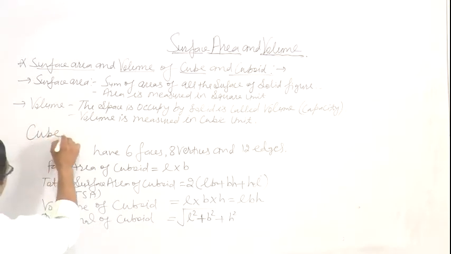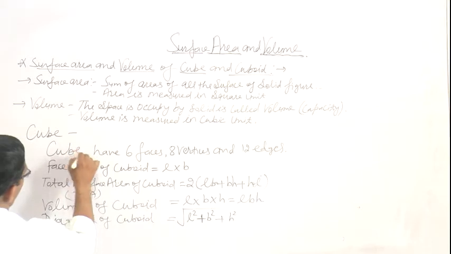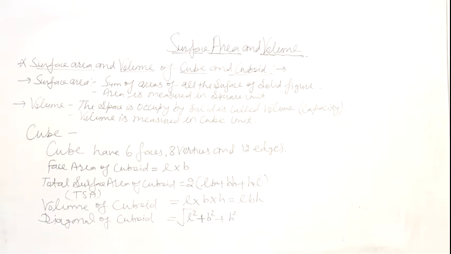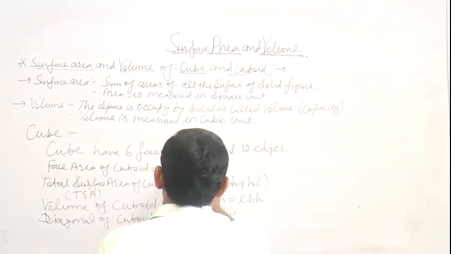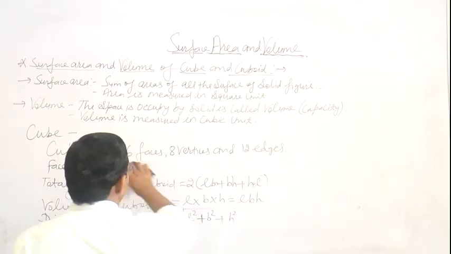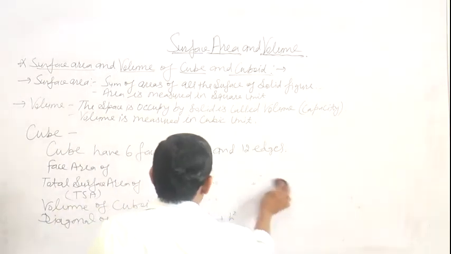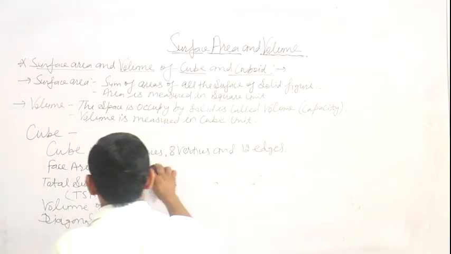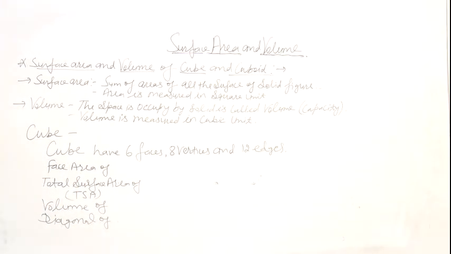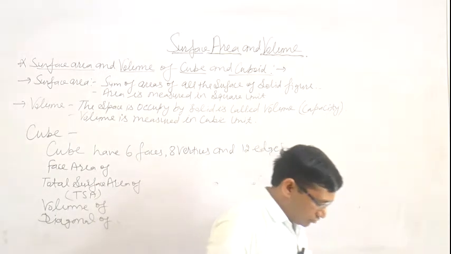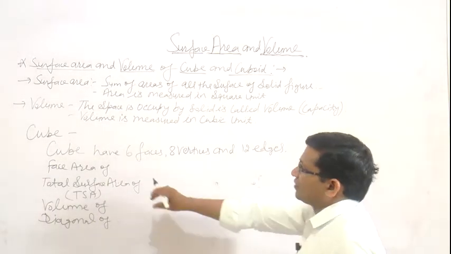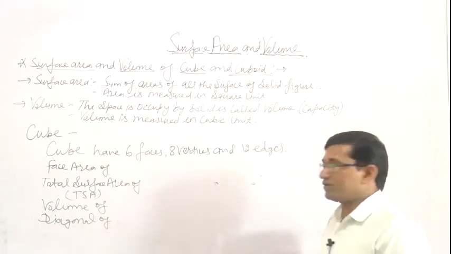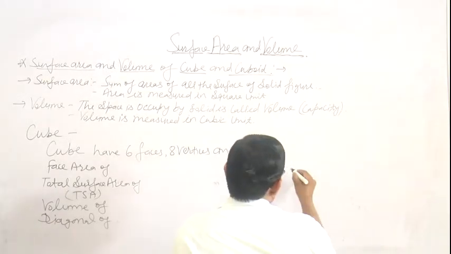Now next, cube. Second is cube. Cube also has 6 faces, 8 vertex and 12 edges. Okay, what is the difference between cube and cuboid? Cube has 6 faces, 8 vertex and 12 edges, but what is the difference between cube and cuboid? See the diagram.